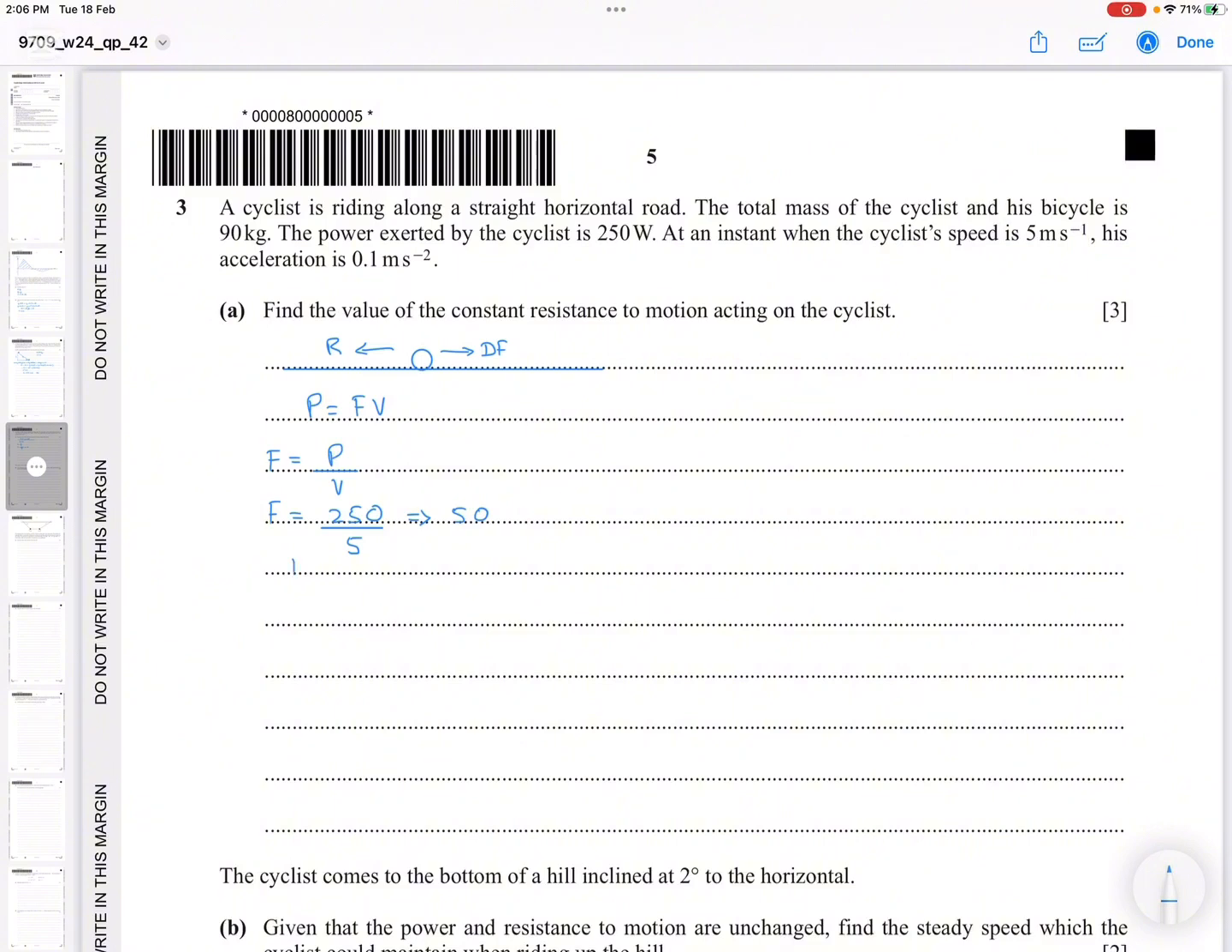Now use F is equal to ma. So our F is driving force minus resistance is equal to ma. So driving force is 50 minus resistance equals mass is 90 and a is given 0.1. So from here R is 41 Newton.